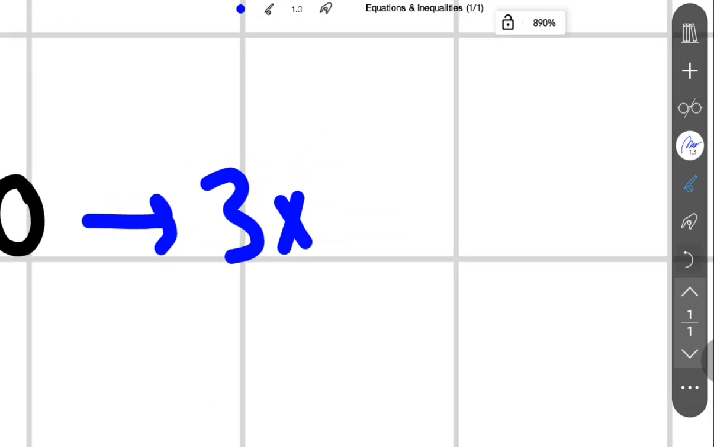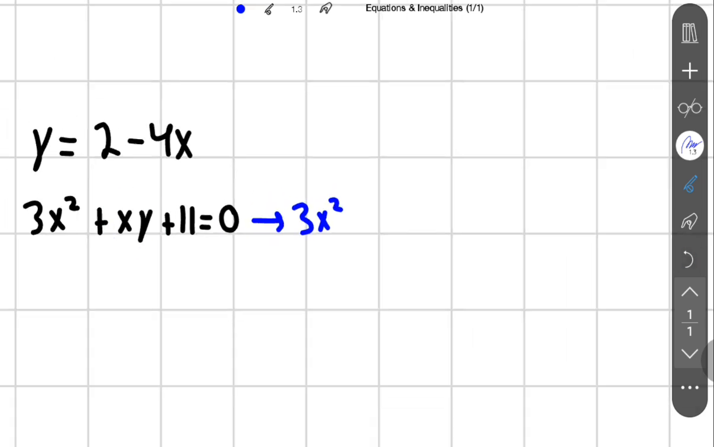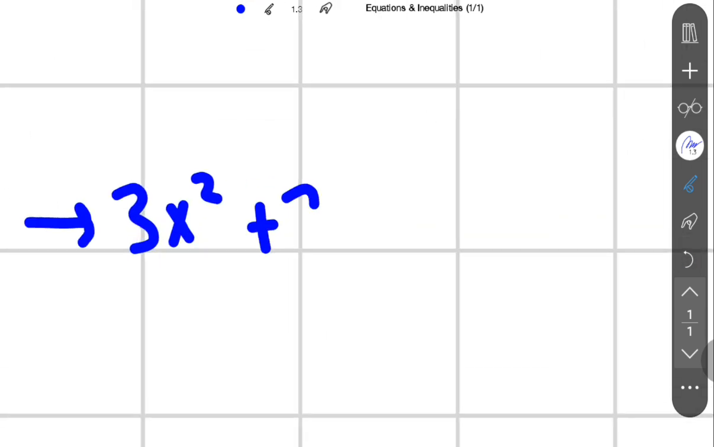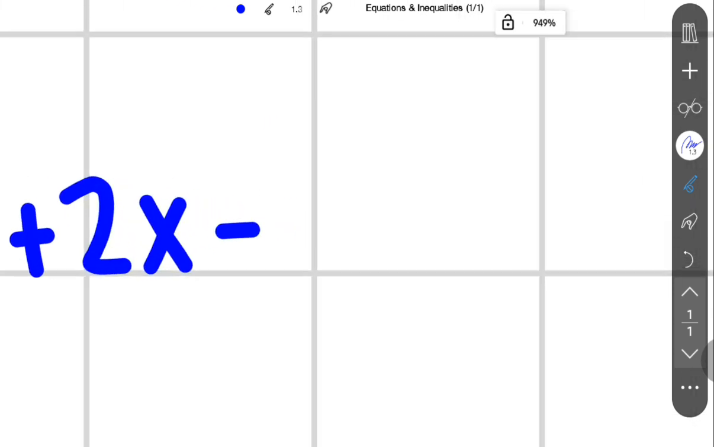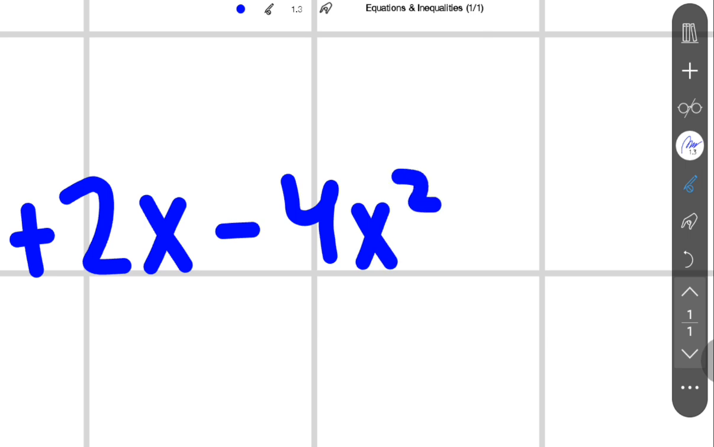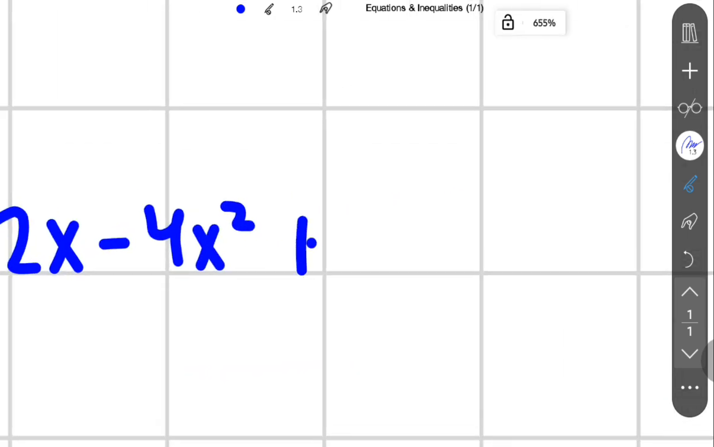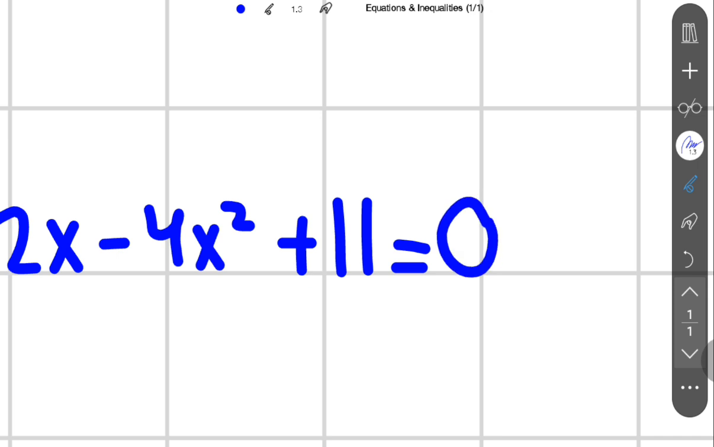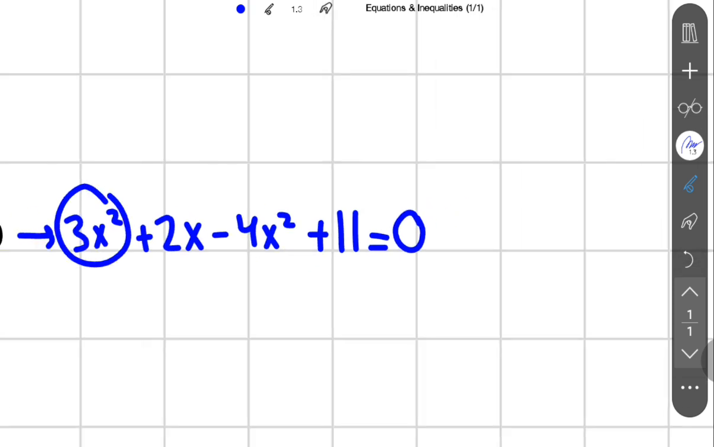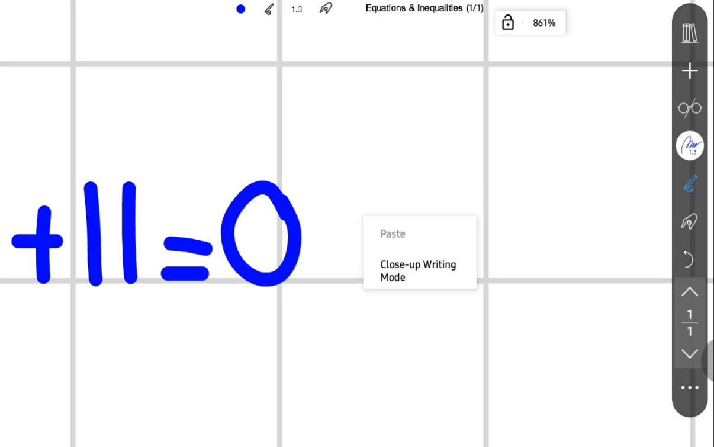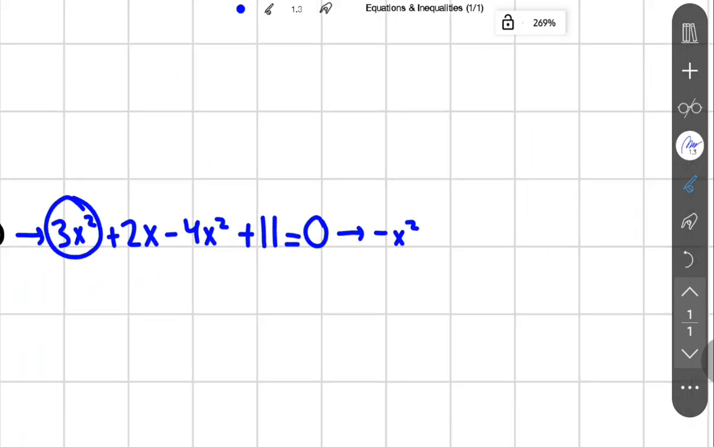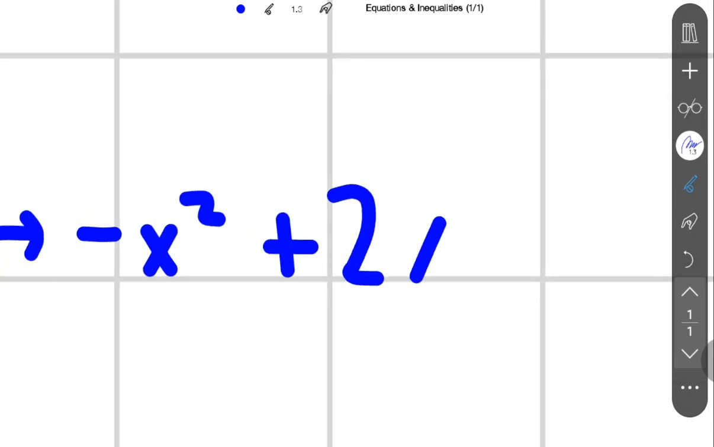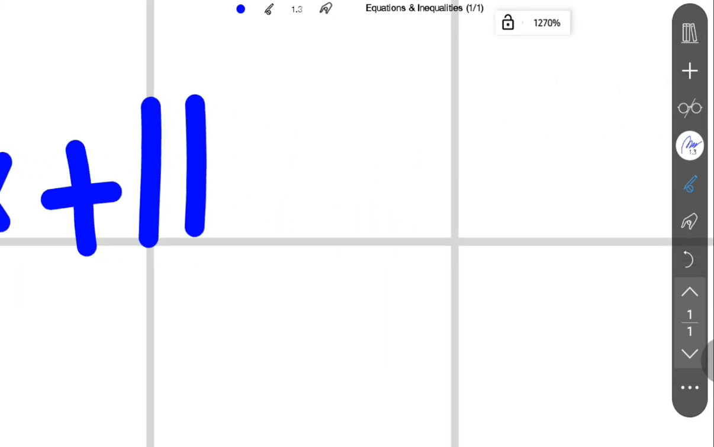And let's just multiply the whole thing with x straight away, as we could see here. So we'll have plus 2x minus, what the hell? Minus 4x squared plus 11 equals 0. And obviously, let's just simplify the like terms together. So 3 minus 4 will have negative x squared plus 2x plus 11 equals 0.